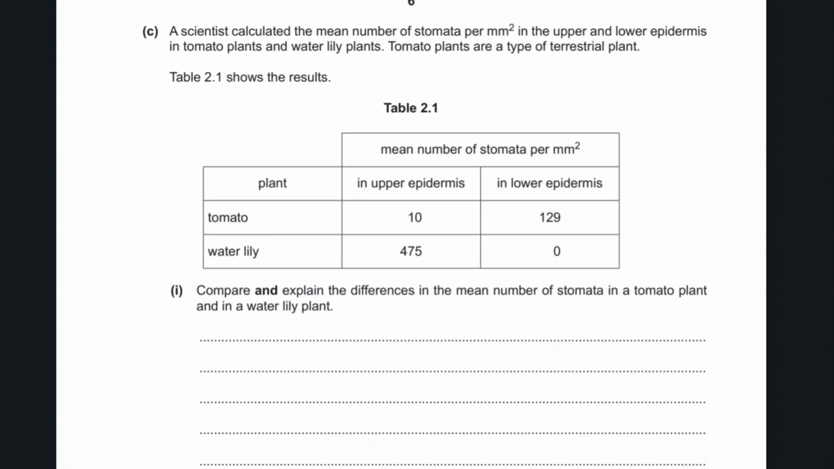Here they have shown the mean number of stomata in the tomato, upper epidermis and lower epidermis. Look at the water lily, it has more stomata on the upper epidermis, and look at the tomato plant, it has more stomata on the lower epidermis. Let's compare these two. You can give the reference of the data.